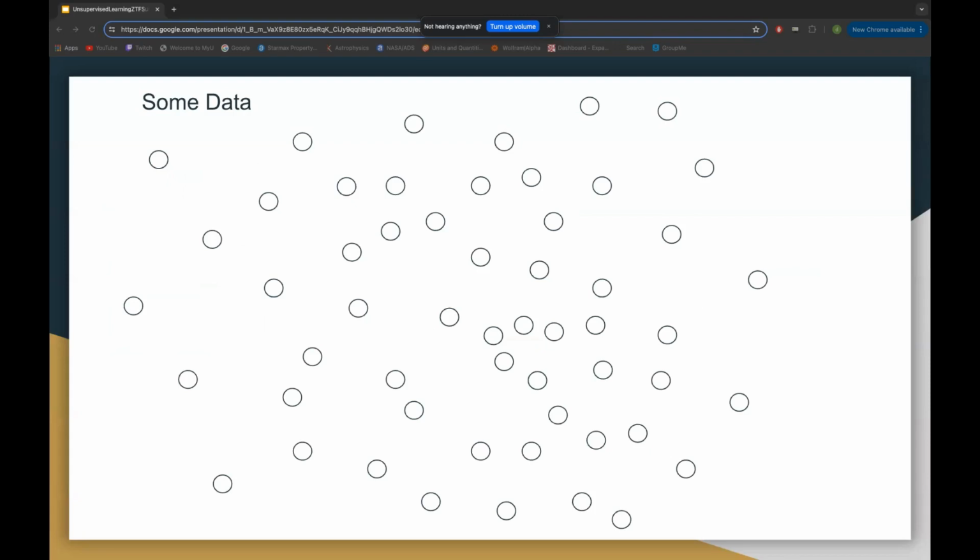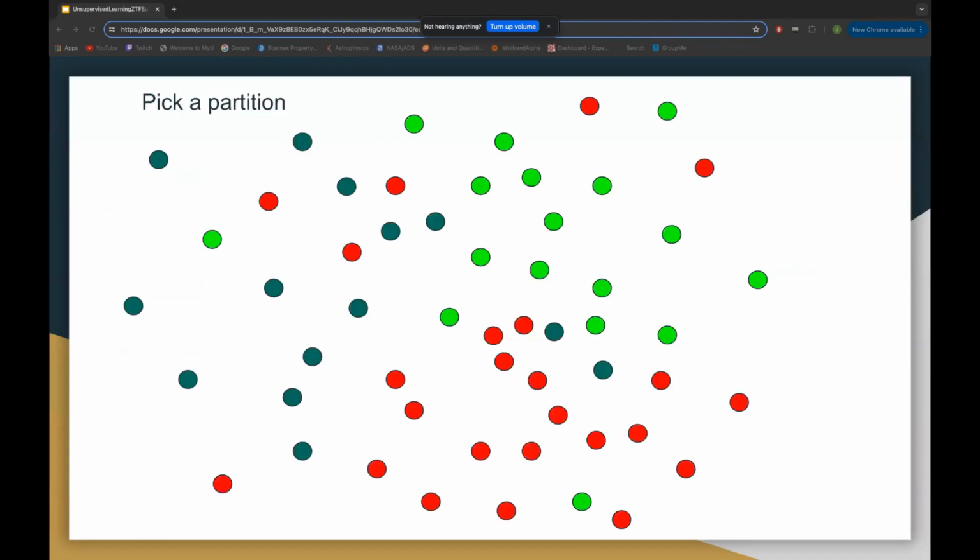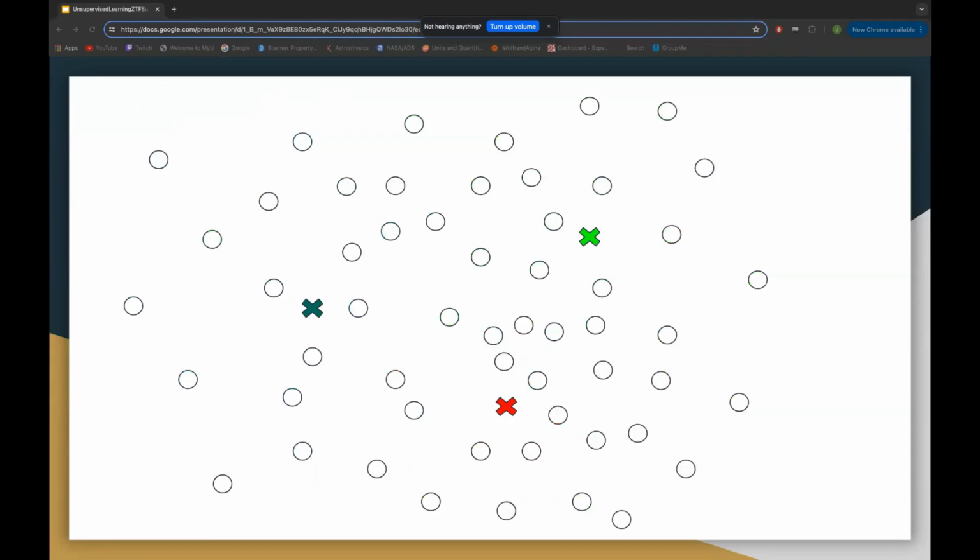Here we just have some random data scattered around in our data plane. The first step is to pick a partition. So let's randomly pick a partition here, represented by the colors. I'm sorry for the red-green colorblind people, I just realized. Okay, so we pick a random partition, then we compute the means, which are these x's here, and just so you can see the means more clearly, I'll take the points away.